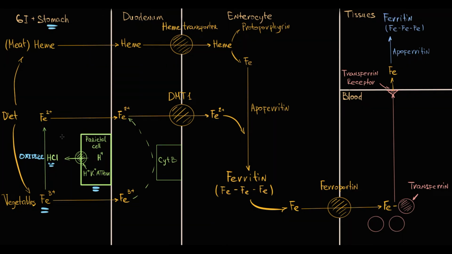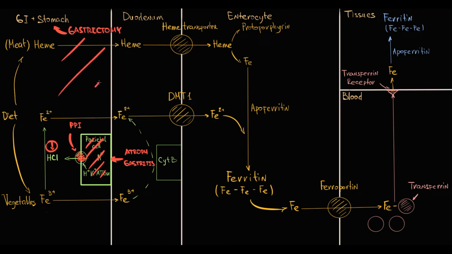So in conditions as atrophic gastritis, where parietal cells are destroyed, or in case of intake of proton pump inhibitors, there will be decrease in gastric acid secretion. Also in case of gastrectomy, where the substantial part of the stomach is removed, without parietal cells, gastric acid secretion will also decrease. In all these conditions, we do not have enough gastric acid.